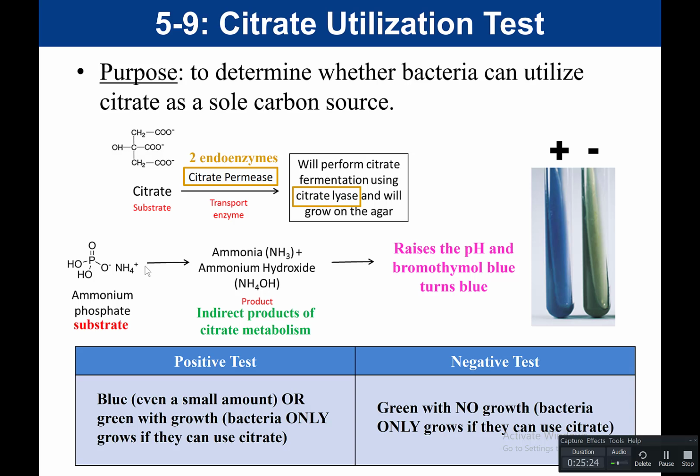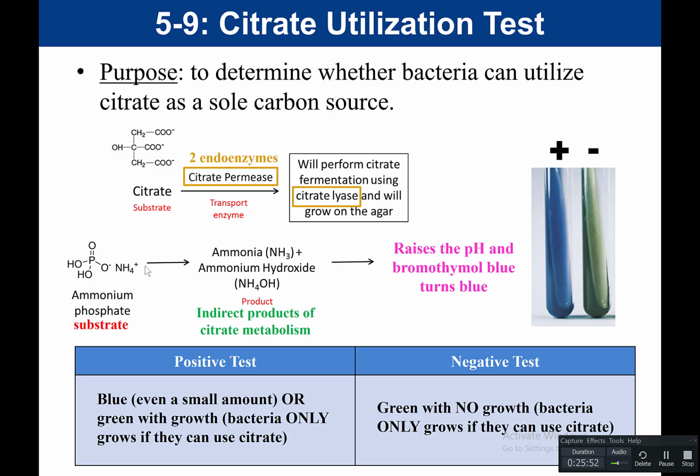That is also why we have to inoculate with a needle. We have to inoculate with a needle so that we don't pick up and transfer too much bacteria. Because if I transfer a lot of bacteria, it might appear as though bacteria grew on the slant, but it didn't. You just transferred a lot. So in this test, if you see growth, that is a positive.